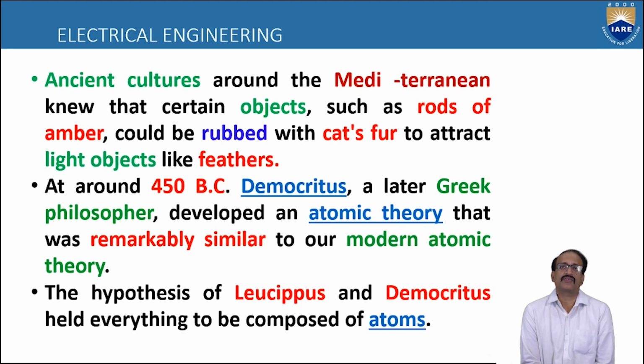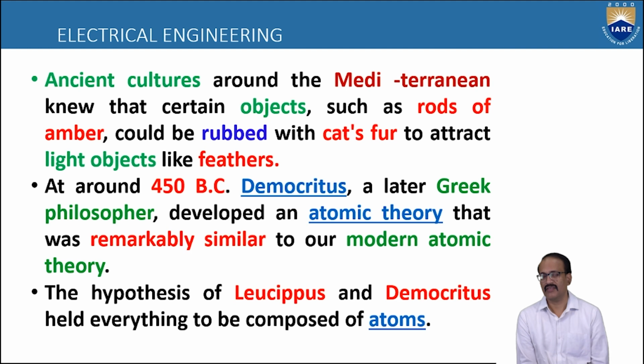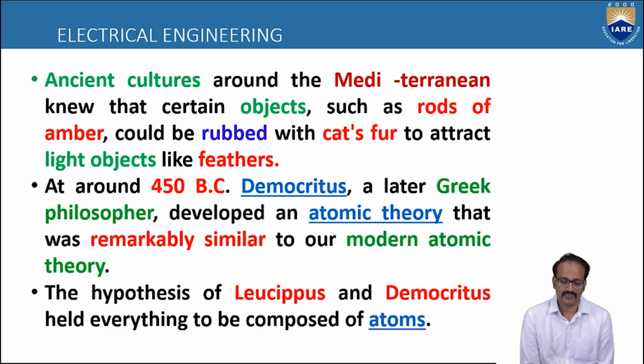Ancient cultures around the Mediterranean knew that certain objects, such as rods rubbed with cat fur, attract light objects, not only feathers. At the same time, the Greek philosophers found atoms, an atomic theory more similar to our modern atomic theory. They were able to estimate that matter is made up of some molecules or atoms. Atom means not further dividable in Greek.